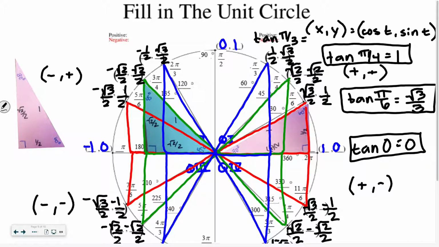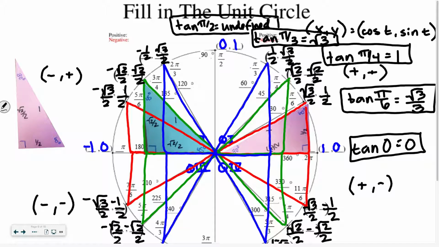Now y is the square root of 3 over 2 and x is 1/2. That's the square root of 3 over 2 times 2, so that's just the square root of 3. And then the last one, the tangent of pi over 2, is 1 divided by 0, which is undefined. So you can use those in the other quadrants.